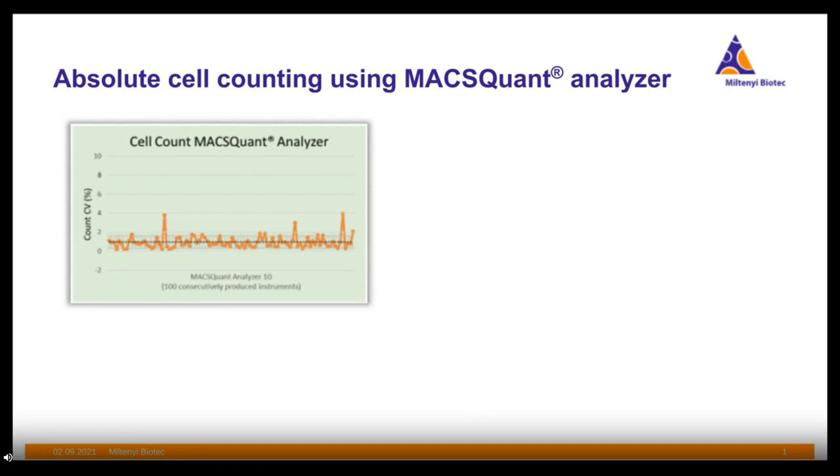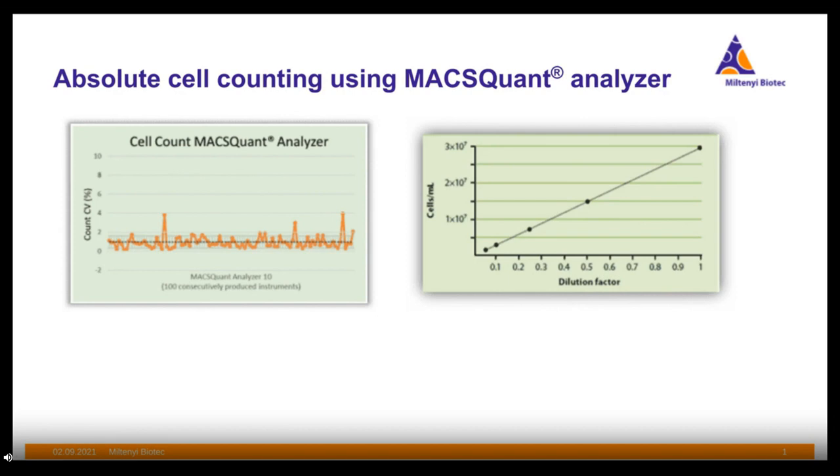Since many of our customers in the immunotoxicology field appreciate the absolute cell counting performance of the MACSQuant flow cytometer, I would like to highlight this here in this webinar today. This plot shows you the cell counting performance of 100 MACSQuant runs produced consecutively and how it performed with regard to precision of cell counting. As you can see, the data shows highly precise and reproducible cell counts with only 0.95% CV.